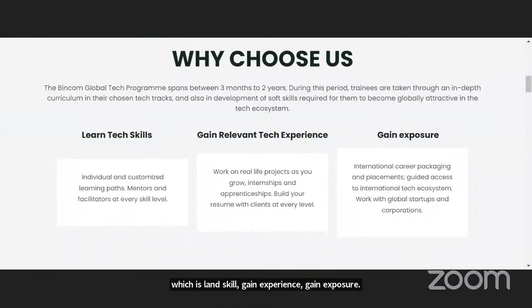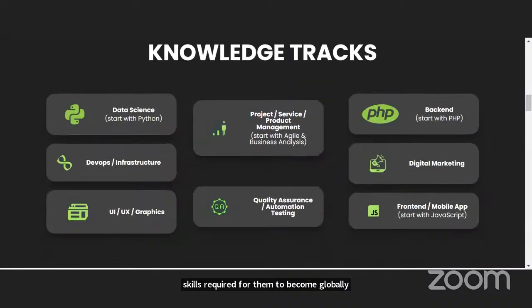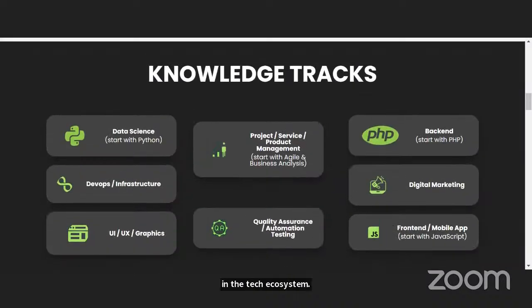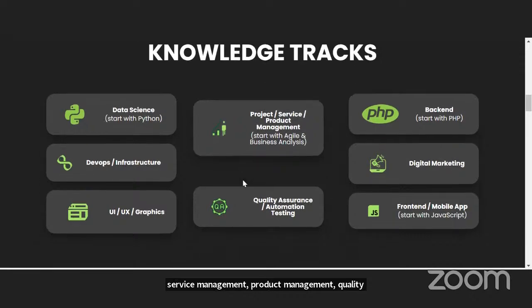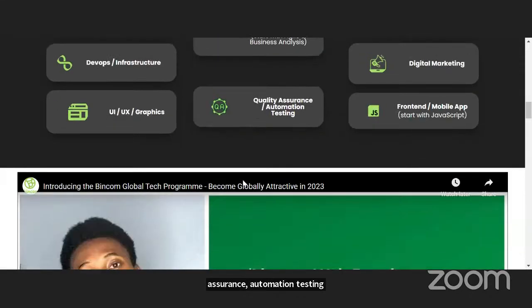Why would you want to choose us? The Bincom program spans between 3 months to 2 years. During this period, trainees are taken through an in-depth curriculum in their chosen track and also in the development of soft skills required for them to become globally attractive in the tech ecosystem. We have different knowledge tracks from data science to DevOps to graphics design, UI, UX, project management, service management, product management, quality assurance, automation testing, back end, digital marketing, front end, and mobile app stack.